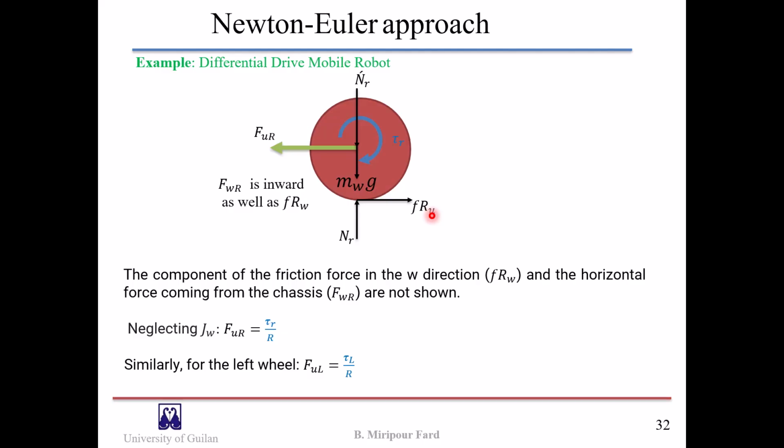Here we are not interested in the wheel dynamics, and our focus is on the chassis. The only thing we will take from here is that, ignoring the moment of inertia of the wheel, we will have F_UR equals tau R over R, in which R is the radius of the wheel, and F_UR is the force that acts in the longitudinal direction. And similarly, for the left wheel, we will have F_UL equals tau L over R.